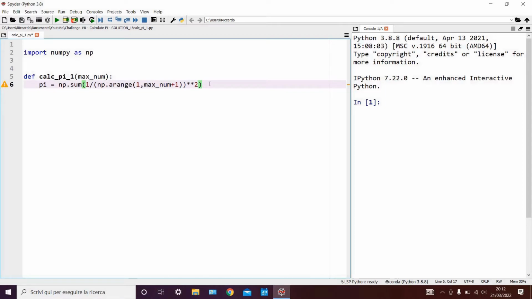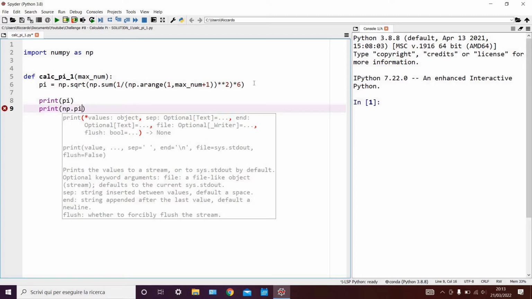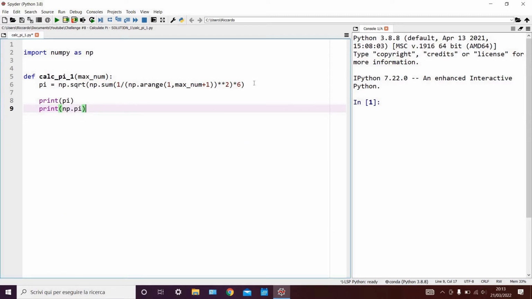Then we need to multiply the entire summation by 6. And finally we need to square root it. So we can say np.sqrt. And that should give us our approximation of pi. So all that's left for us to do is print our approximation of pi, and then we can also print the exact value of pi contained within the NumPy library as a comparison.